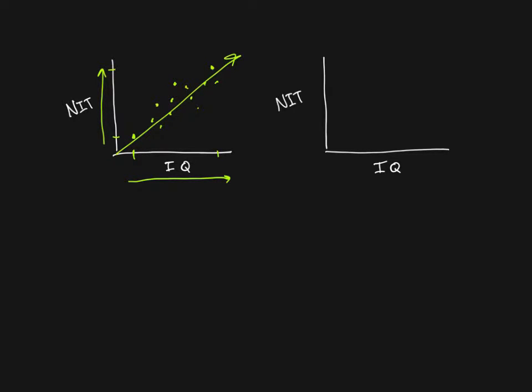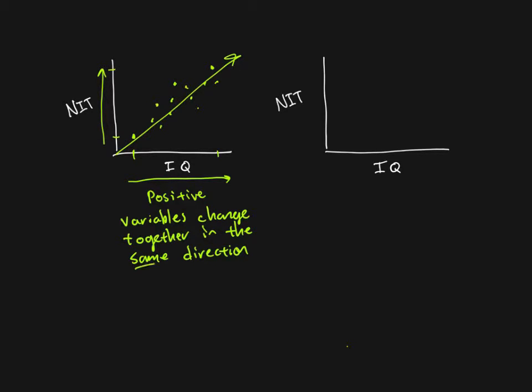What we would say also, and this is the main thing I'm trying to show you here, is that this is a positive correlation. By positive, what we mean is that the variables, in this case IQ and NIT, change together in the same direction. The important part is same direction, meaning that as IQ goes up, NIT goes up. As IQ goes down, NIT goes down.